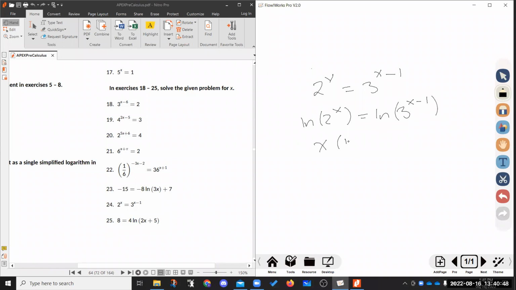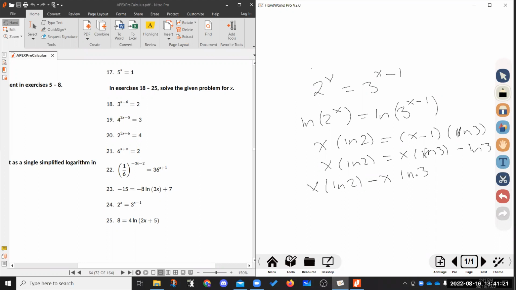So x ln of 2 equals x minus 1 ln of 3. When I have to distribute, x ln of 2 equals x ln of 3 minus ln of 3. So we're going to get our terms with our x's together. X ln of 2 minus x ln of 3 is equal to negative ln of 3.